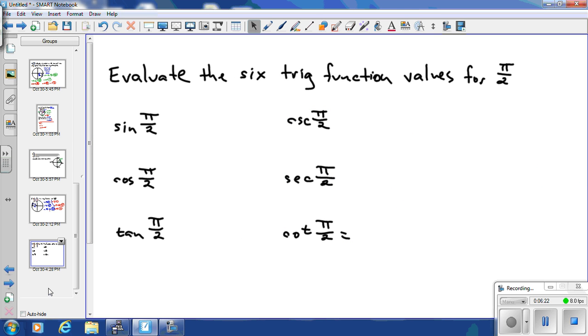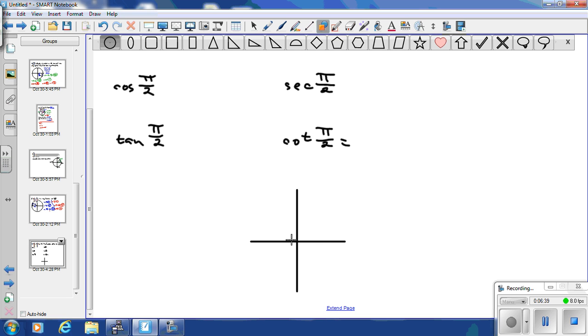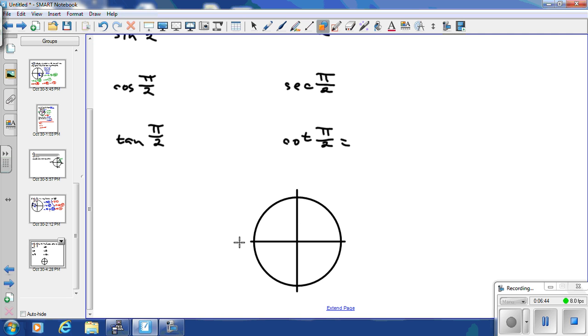We'll do the same thing here for pi over 2. Now, pi over 2, where is pi over 2? Hopefully you recall that that is 90 degrees. So when we look at pi over 2, we throw a circle on there. We're talking about the top of that circle right up there. So, right here, and let's use the unit circle.